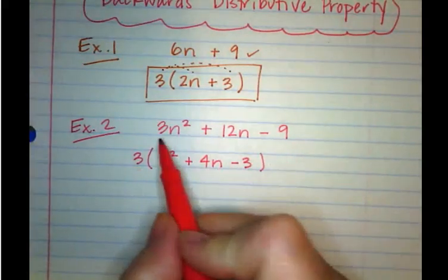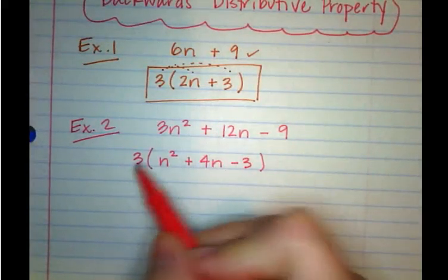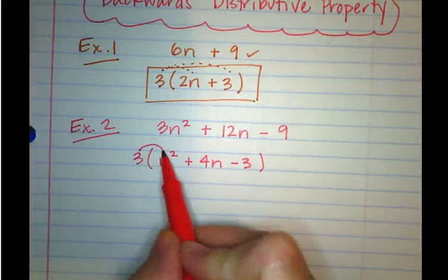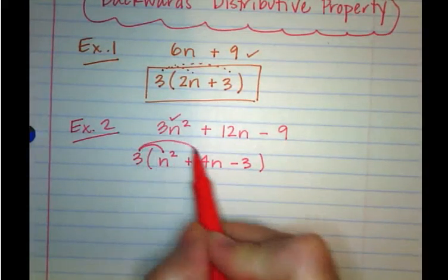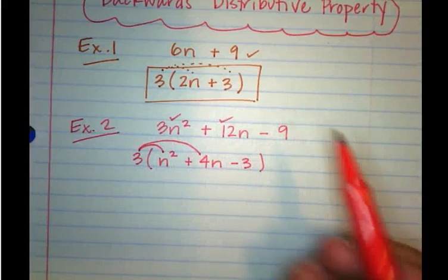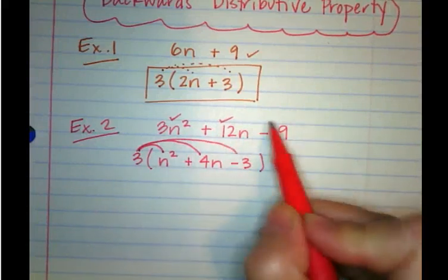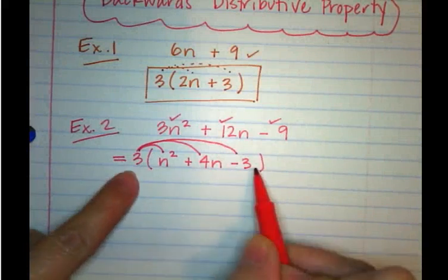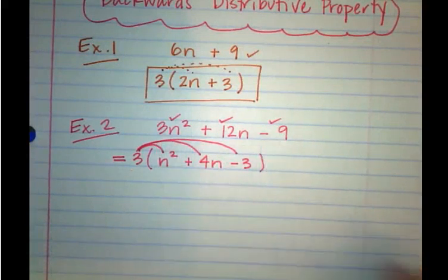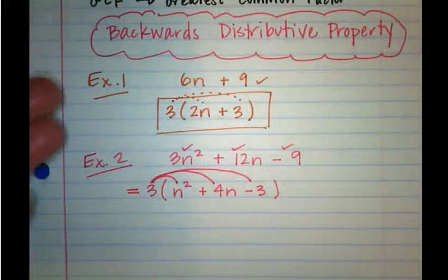And basically what I'm doing is I'm dividing each of these by the 3. So if I distribute that, I get 3n squared. If I distribute here, I get 12n. And if I distribute there, I get negative 9. So this is the factored form of that. So it's basically, like I said, backwards distributive property.